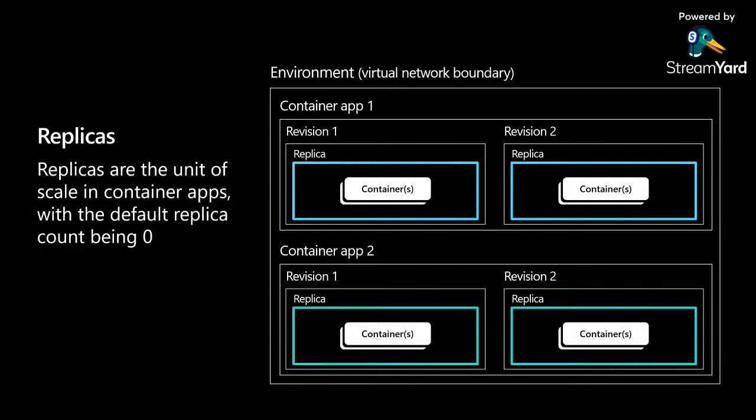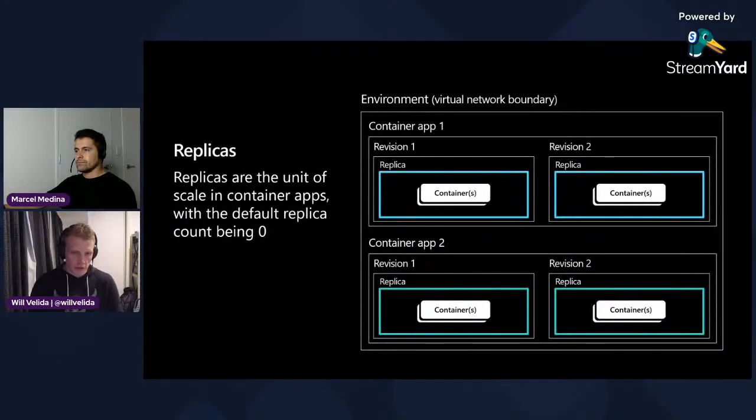So the call out here for replicas is really keep in mind that they are tied to specific revisions. If you're changing replica rules, or testing different scaling, just keep in mind that the scale rules are applied to a revision, not at the container app level.